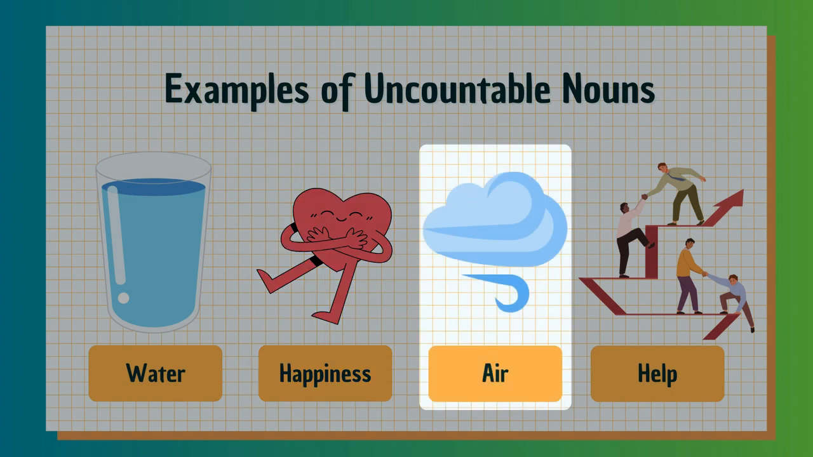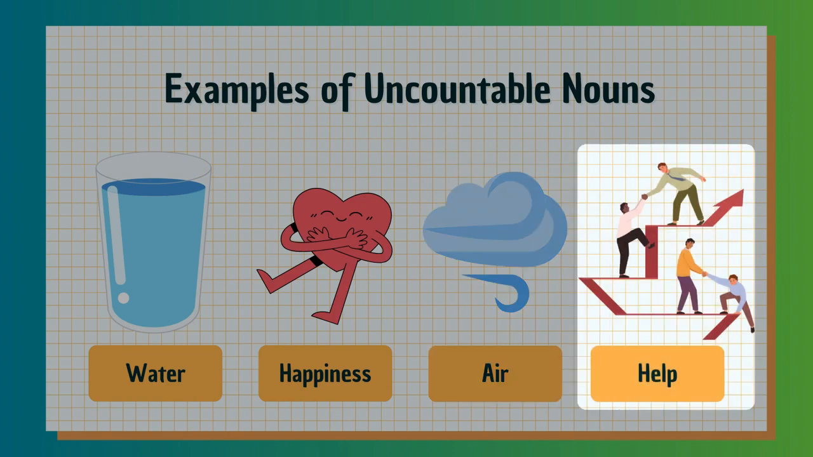Air, this is an uncountable noun that names a gaseous substance that surrounds the earth and that we breathe. It cannot be counted by itself, but it can be measured by units such as cubic meters or atmospheres. Help, this is an uncountable noun that names an action or state of being helpful or assisted. It cannot be counted by itself, but it can be expressed by words such as a lot or a little.